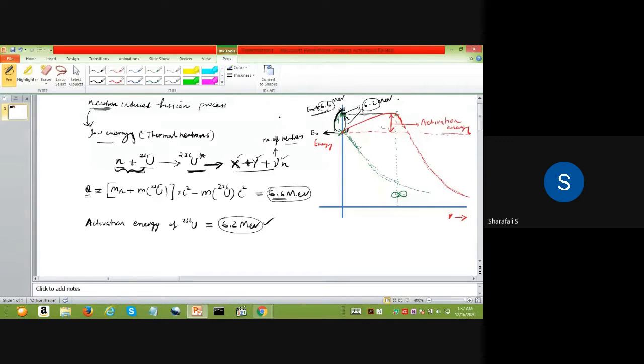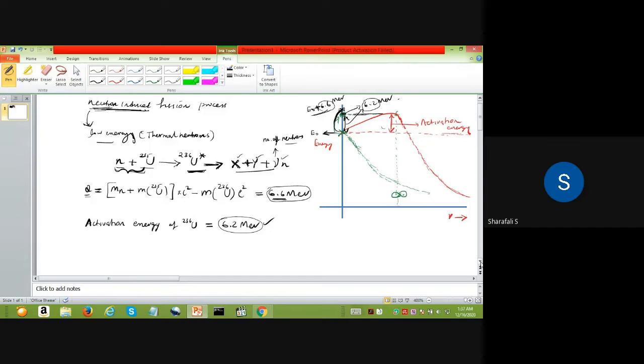Okay. So that's about the uranium 236 decay, and in this way we can have this nuclear fission process. So this is the neutron induced nuclear fission process.